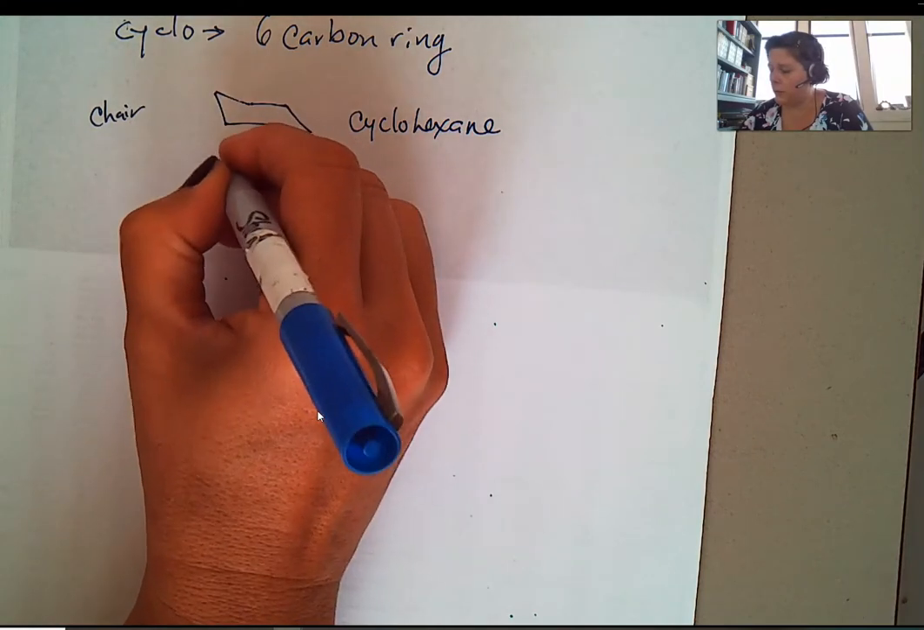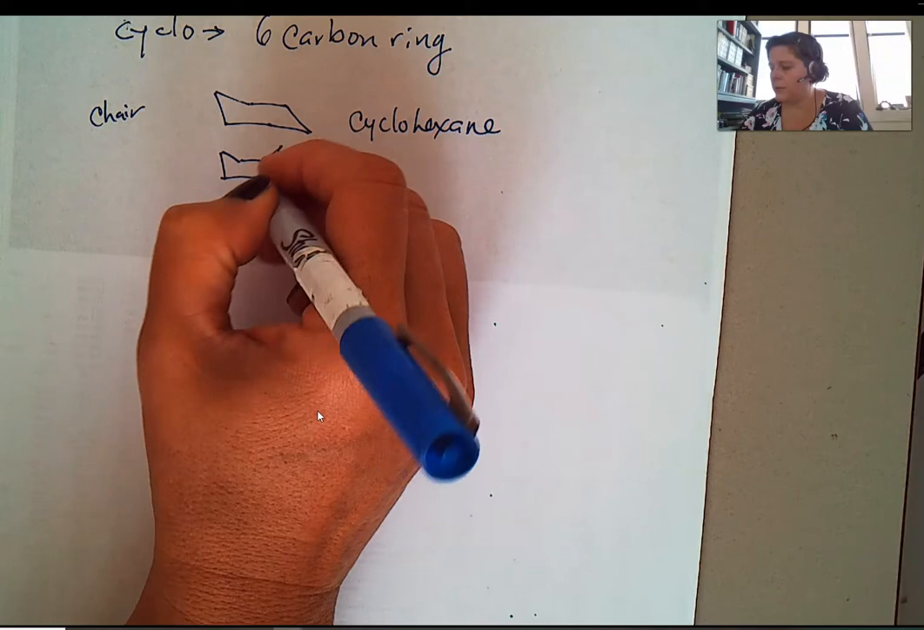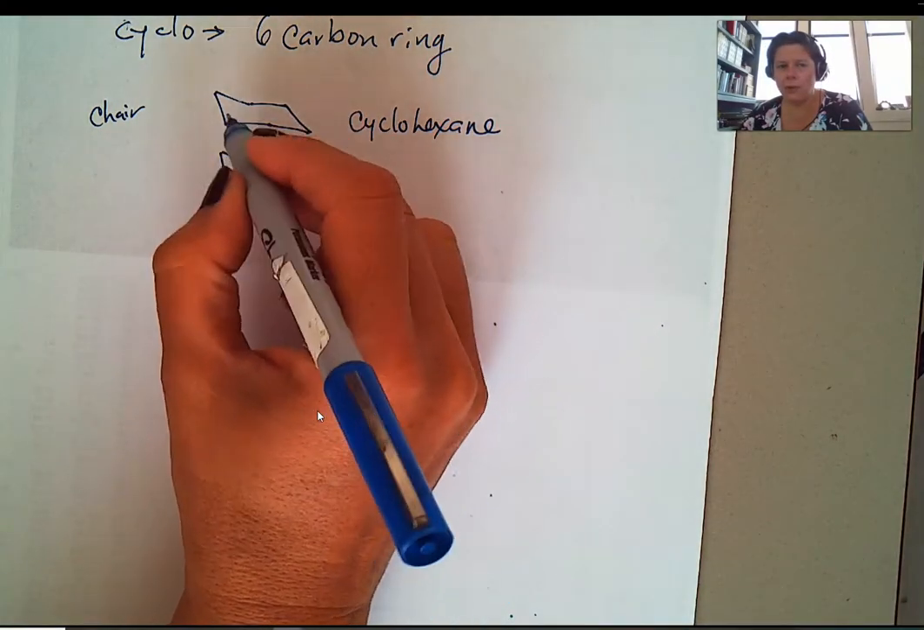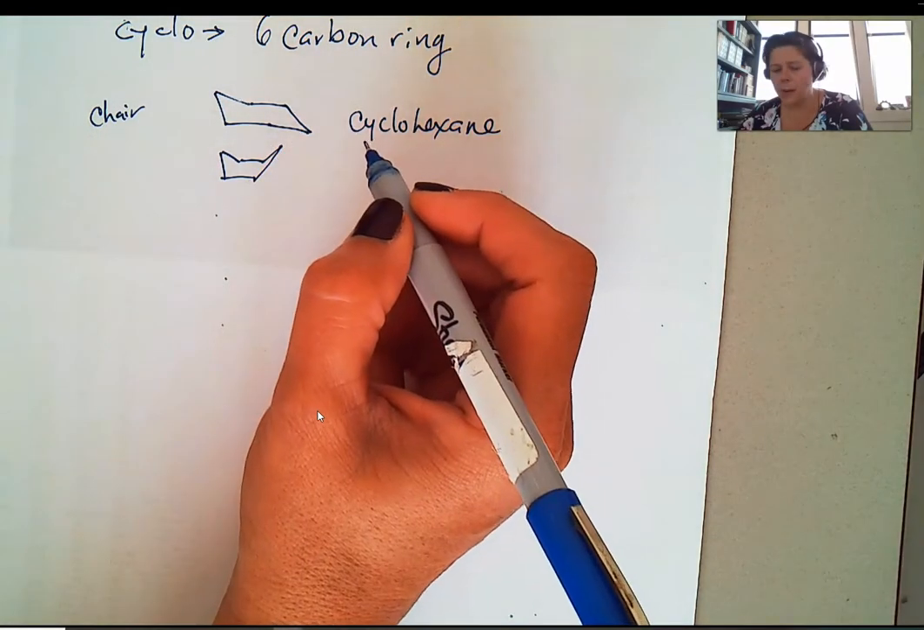You can also have it do this, where the bonds show it making a seat kind of thing, but this chair configuration, where there's a back and then there's this forward part in here, is the most common way of drawing it.